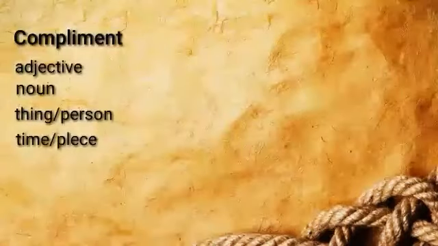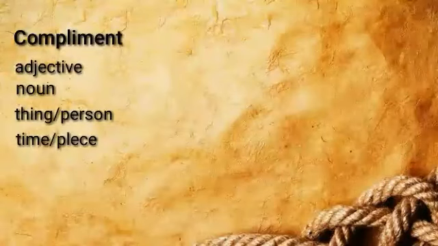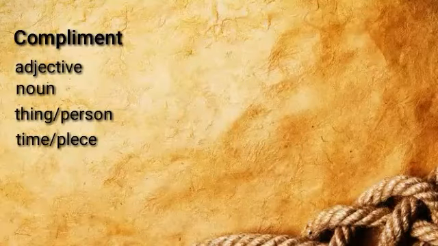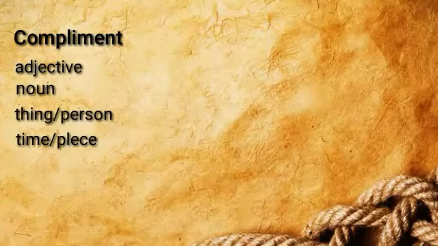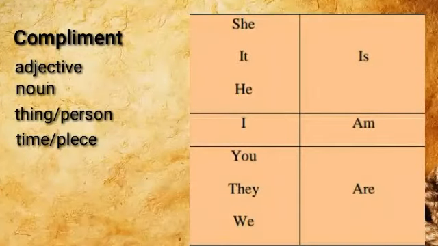Complement includes adjective, noun, thing or person, adverb of time or place. Same like nominal in present tense using to be, is, are, derived into some subjects. For singular subjects, she, he, it, used to be, is. And for plural subjects, you, they, we, used to be, are, except I, used to be, am.